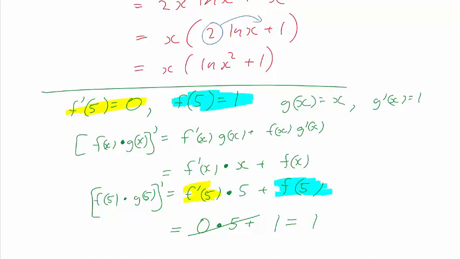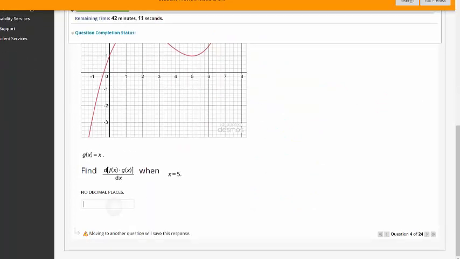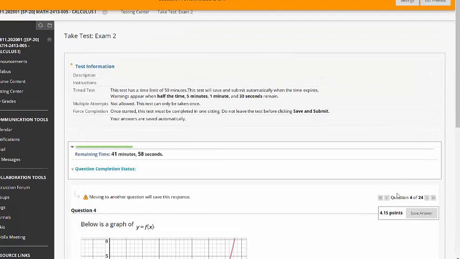So let's look at our answer choices. Oh, this one we'll just type in, sorry. 1, and no decimal places. And yeah, let's go ahead and save the answer. It does automatically save the answer if you go to the next, but if you want to hit the save button before going further, that is not a bad idea either.